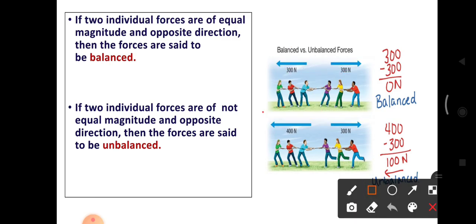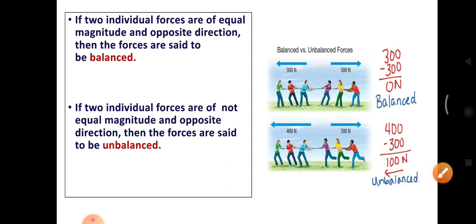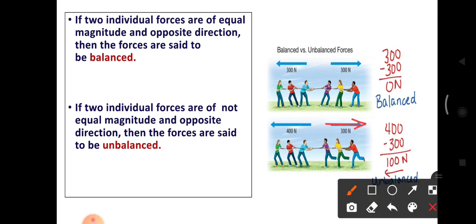In the second diagram, they applied opposite forces with a different magnitude. Team 1 applied 300 Newton, team 2 applied 400 Newton. So when two forces act in the opposite direction with unequal magnitude, then the forces are said to be unbalanced force. Now during unbalanced force, the object will move.